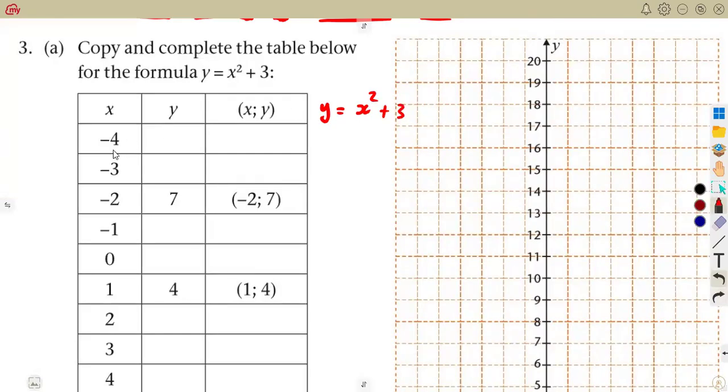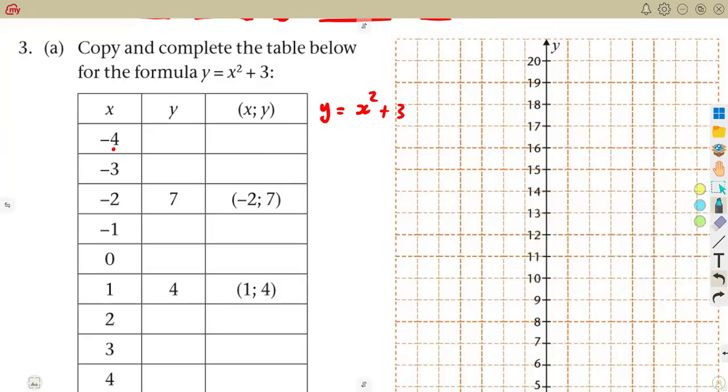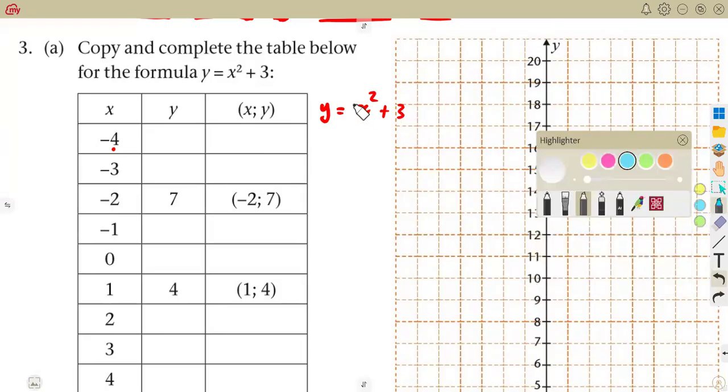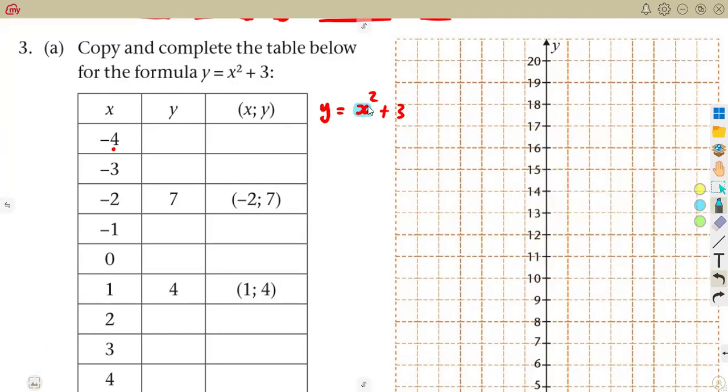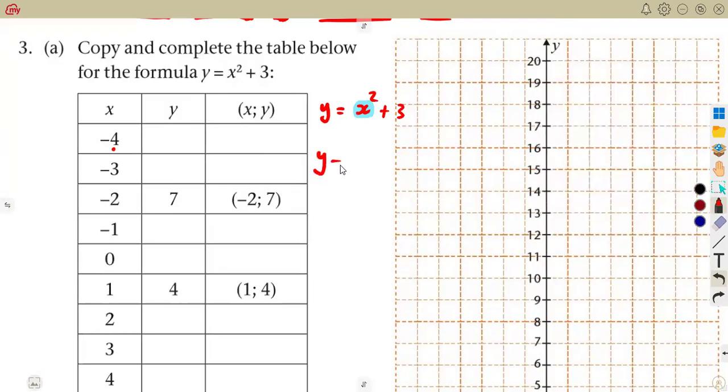Let's start with the first one. x is what? Minus 4. So in place of x, where x is, you put the value of x there. So you're going to put it like this: minus 4 squared. Take note, there's a square, so put a bracket there. Then you square this. Plus a 3.